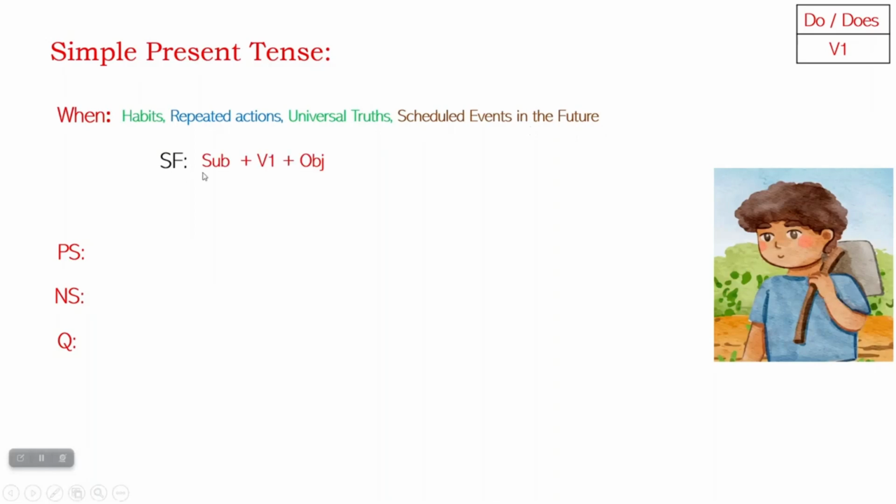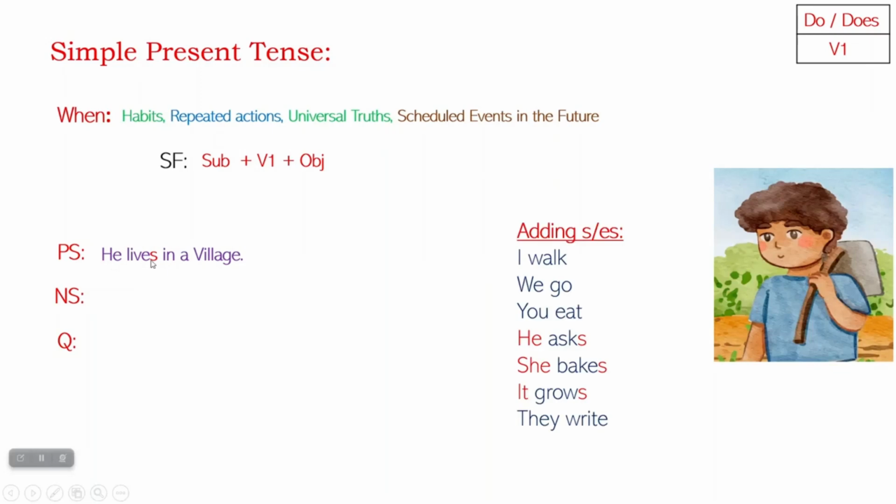Let's see sentence formation. Subject plus V1, verb first form, plus object. A sentence may or may not have an object. It's not mandatory. Next one, positive sentence. A positive sentence is nothing but a normal sentence. Let's take an example. He lives in a village. In simple present tense, we have a rule. We need to add s or es to the verb based on the subject. Here, if you see, we always add s or es to third person singulars.